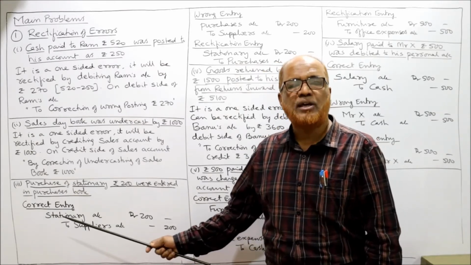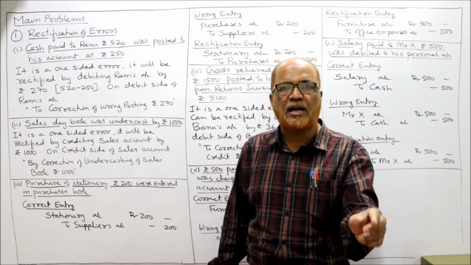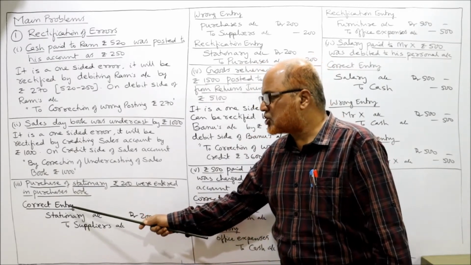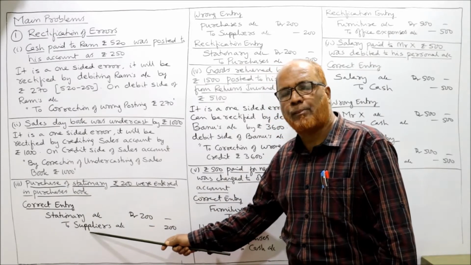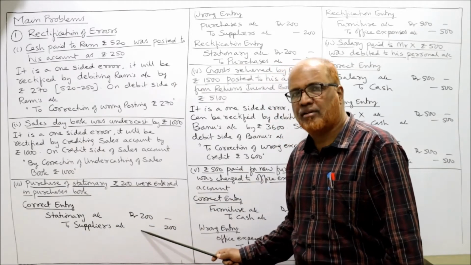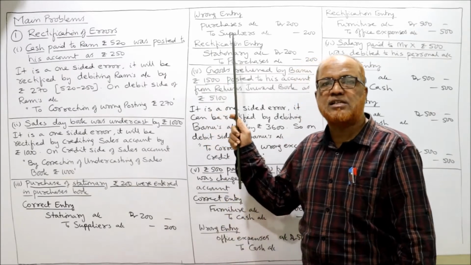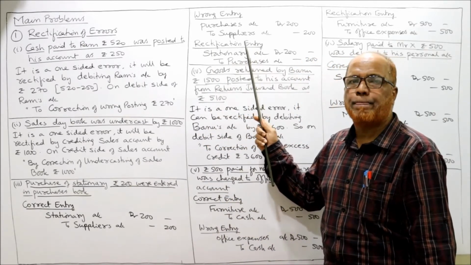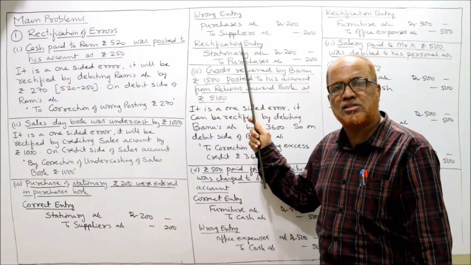So first, to make you understand, I am writing the correct entry and the wrong entry and then rectifying it. The correct entry is stationery account debit to supplier account. This is the correct entry. And the wrong entry that is passed is purchases account debit to supplier account. This is the wrong entry.